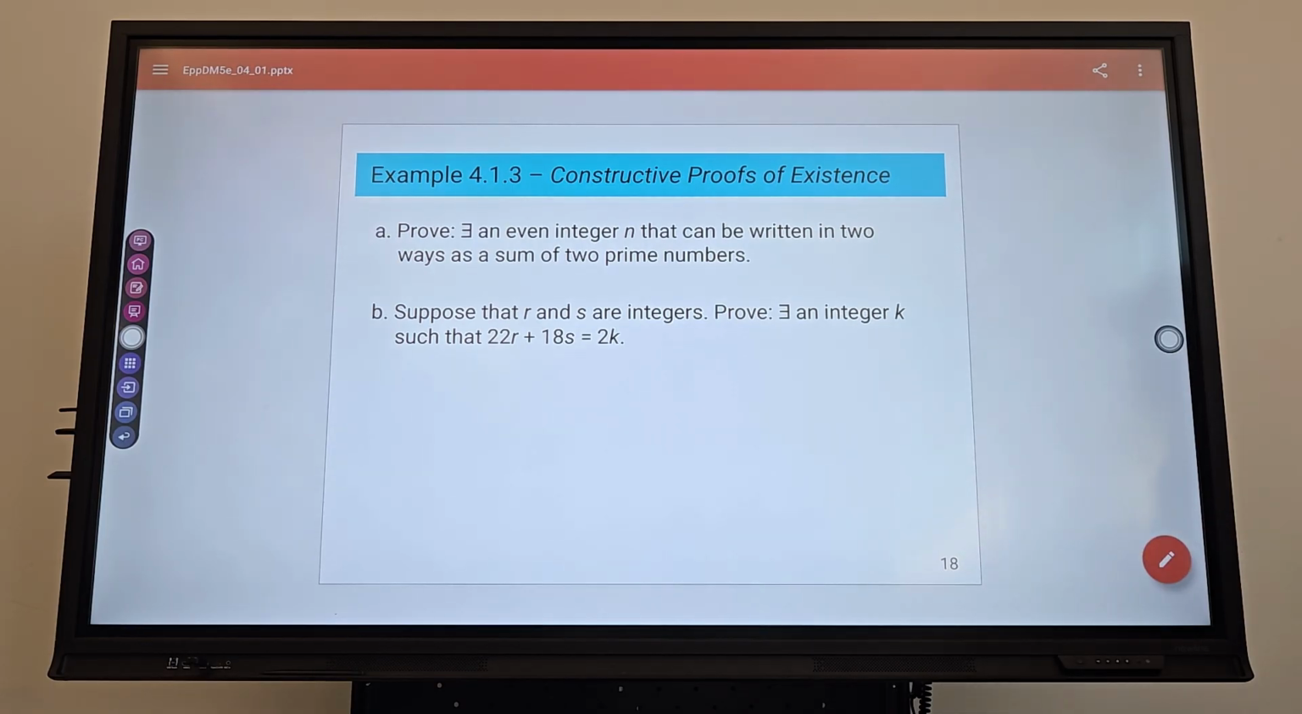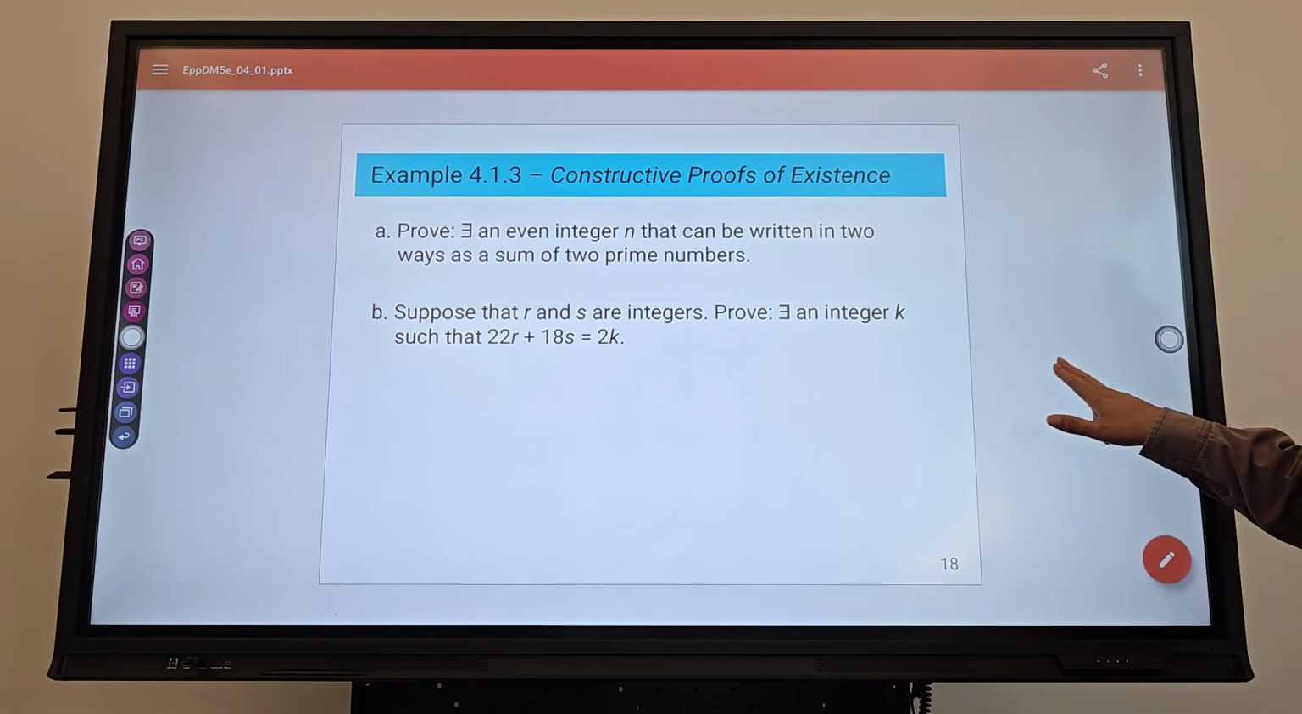Prove there exists an even integer n that can be written in 2 ways as a sum of 2 prime numbers. Suppose that r and s are integers. Prove there exists an integer k such that 22r plus 18s equals 2k.